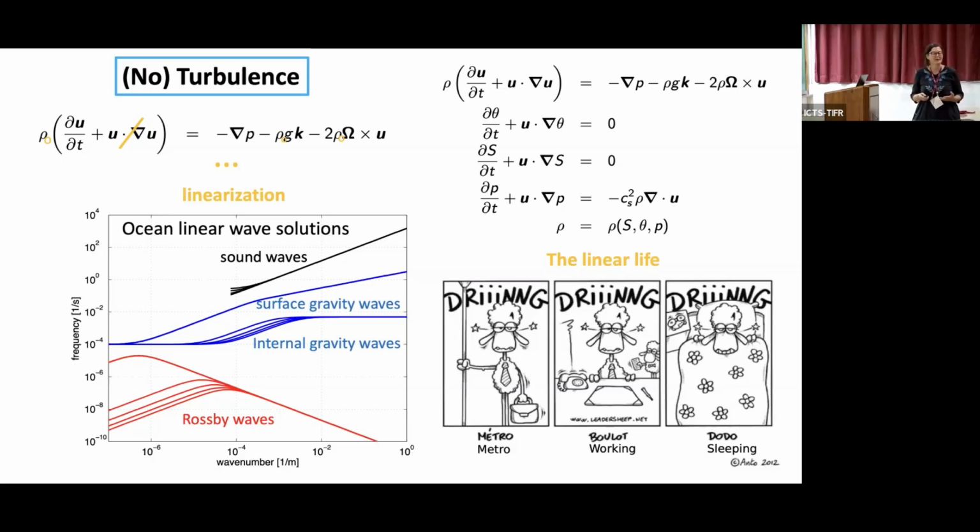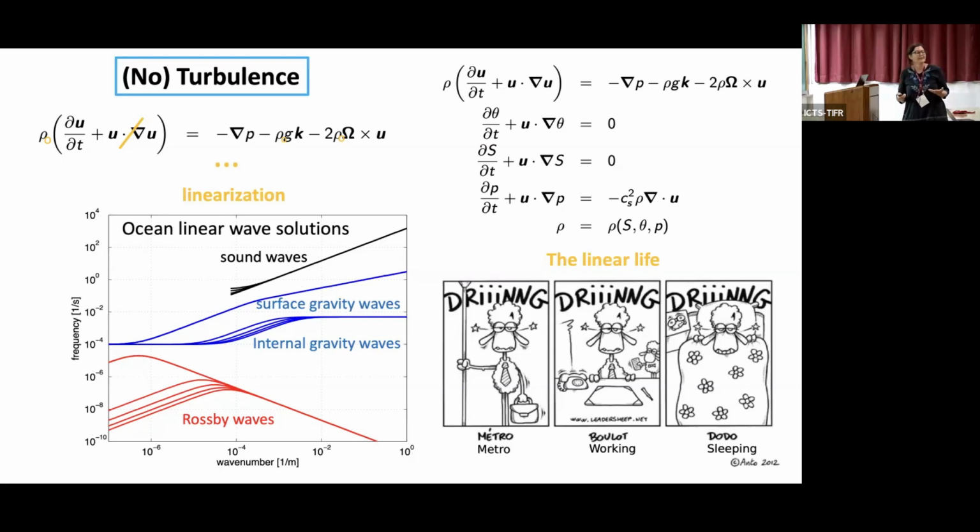Okay, you are all very familiar with the linearization methods here, but I want to just start with a world in which you have no turbulence. You have the Navier-Stokes equations, and then you linearize them. This was also already shown by Carsten on Monday. Then you get your ocean linear wave solutions. This is a frequency wave number diagram where you have the Rossby waves, the internal gravity waves, and the surface gravity waves. If you also have this compressibility term in your equations, in the ocean you also get the sound waves, but dynamically they are not important. With the Boussinesq approximation, of course, they are eliminated.